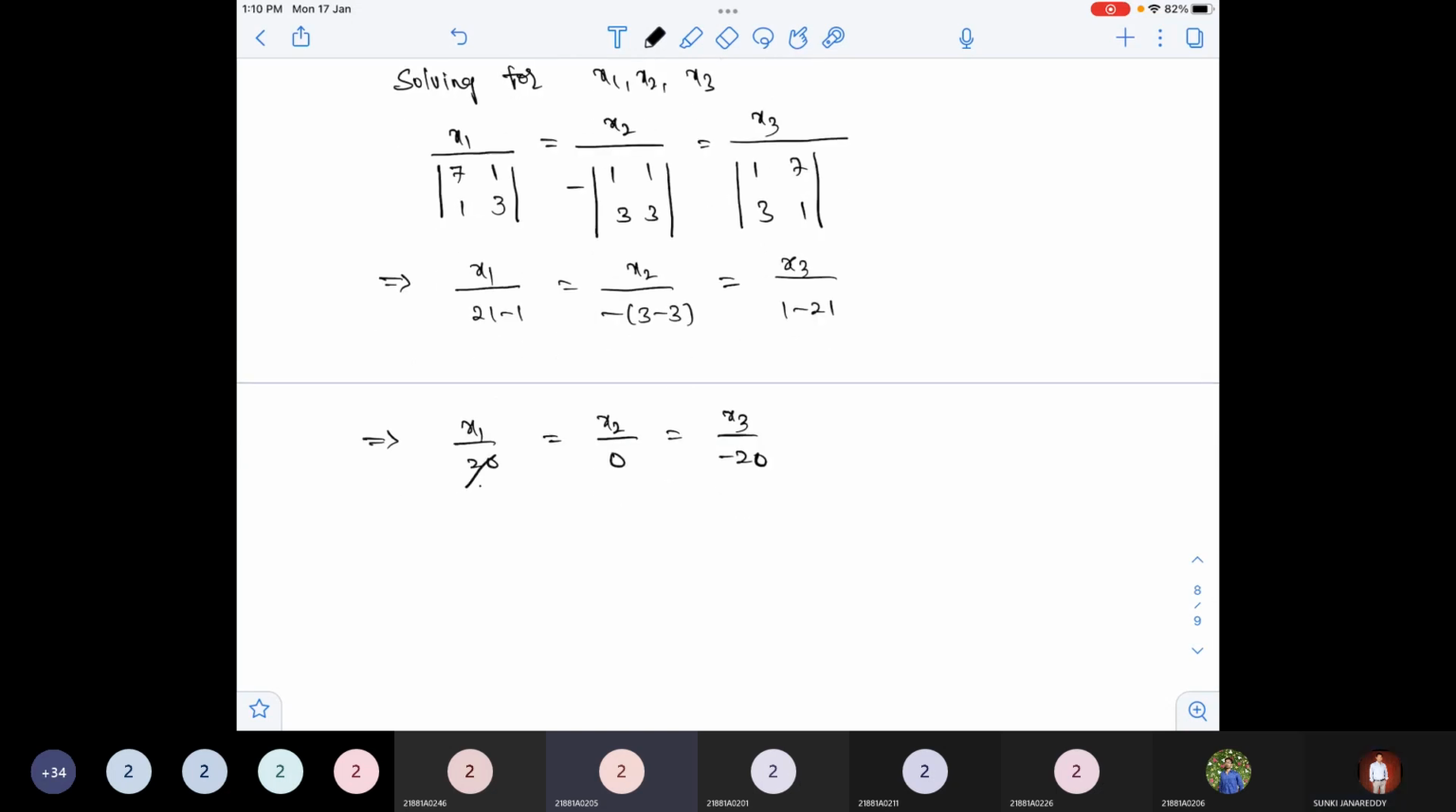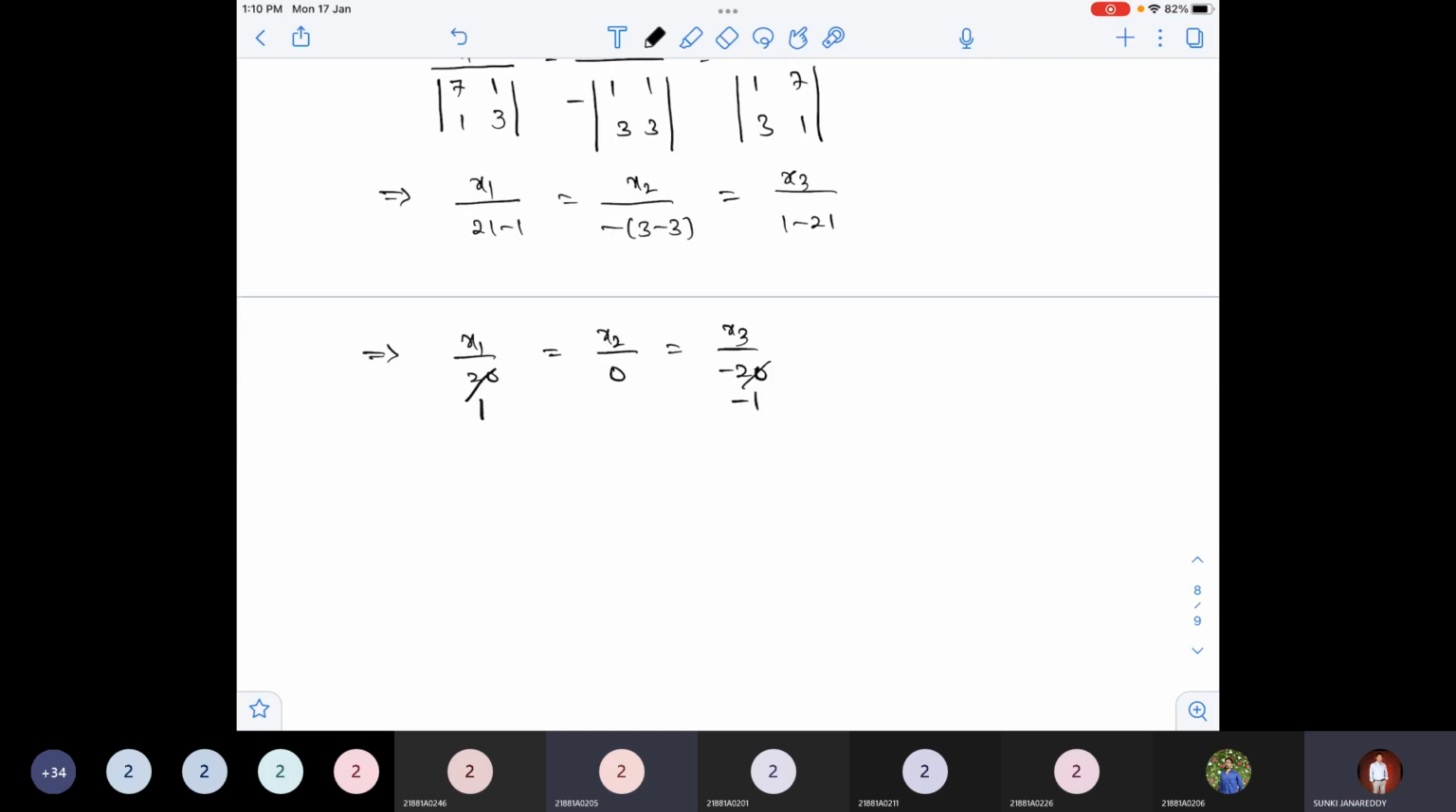20, 0, 20, 1, minus 1 you can get. After this one, what is the eigenvector? What is the eigenvector here? That implies 1, 0, minus 1. x1 by 1, x2 by 0, x3 by minus 1.